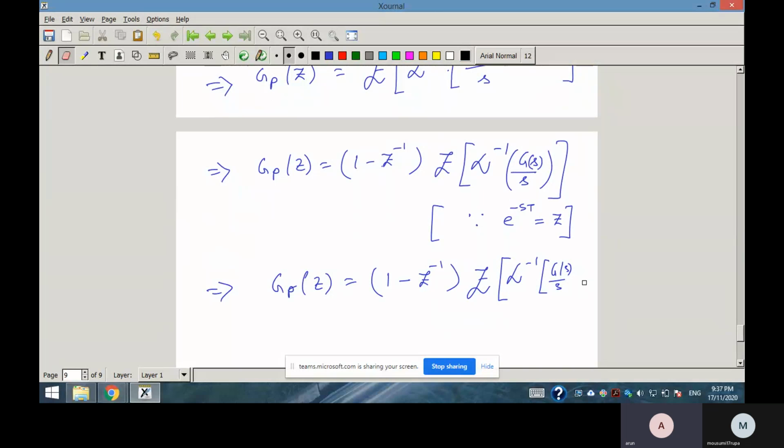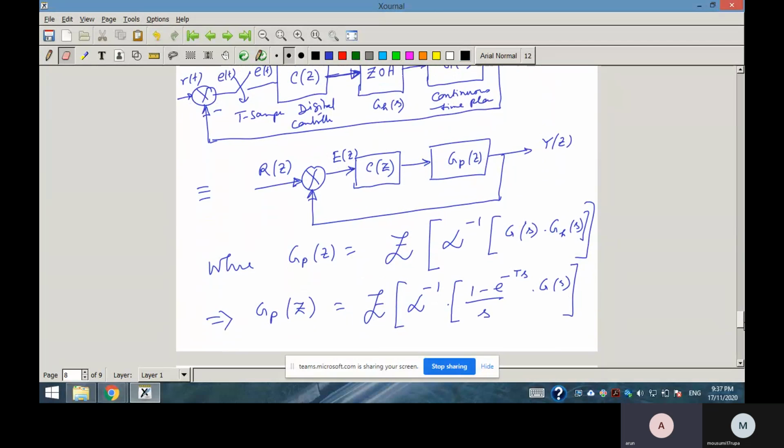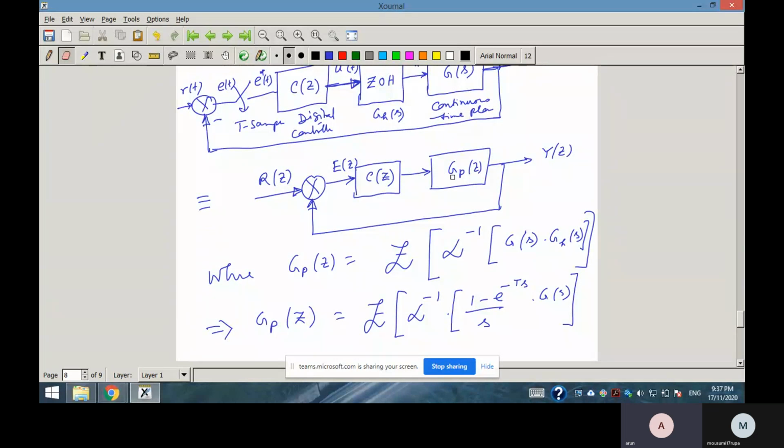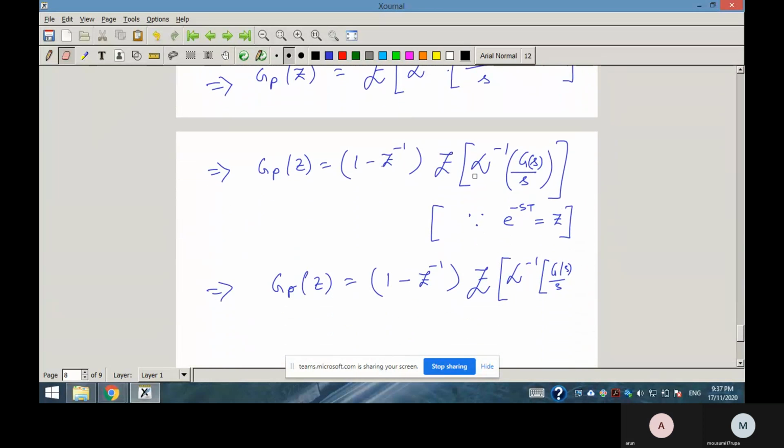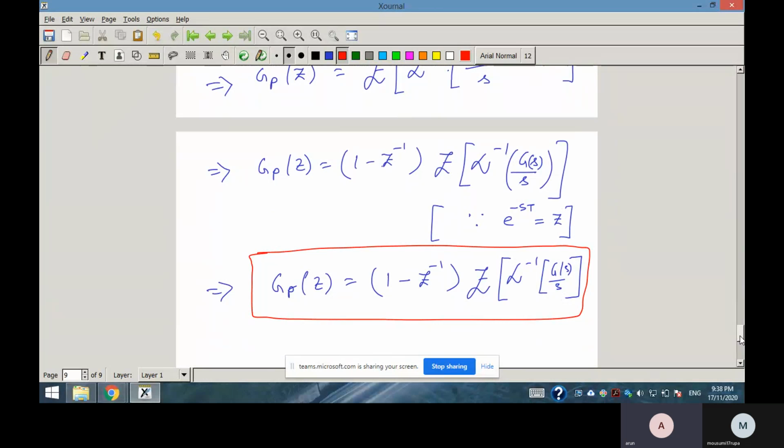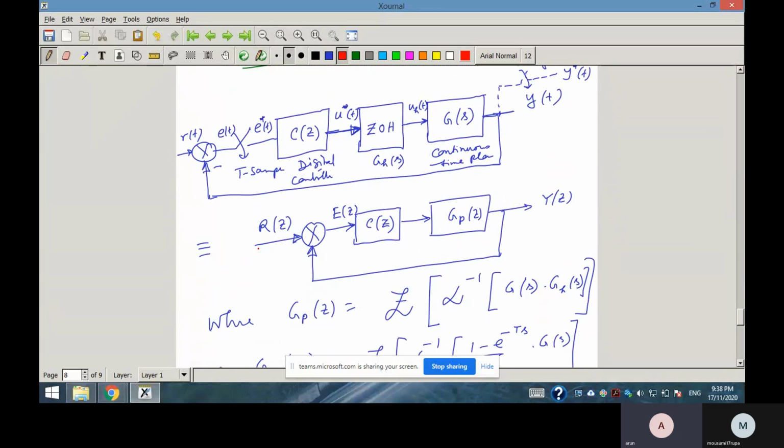So given a feedback system where the controller is digital, suppose C(z), what is the equivalent plant? The equivalent plant Gp(z) will be this one. A very important relation to study stability, and not only stability, now you can analyze the behavior of the system. All the things will remain the same; only now the analysis you have to do in the discrete time domain, and the stability region will be the unit circle.